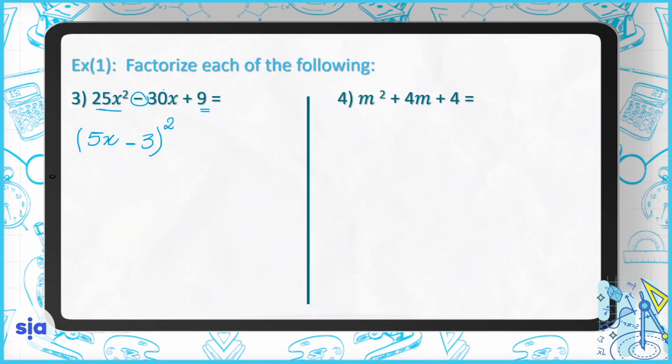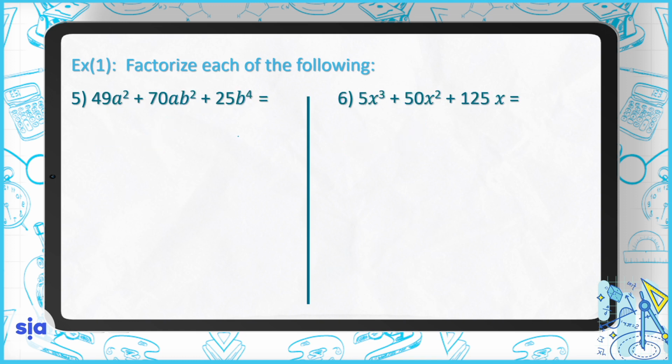For question 4, the square root of m squared is m. This sign is plus, so it becomes plus. The square root of 4 is 2, and then all to the power of 2. Question 5, same idea with different numbers. It's 7a. Plus 5b squared, and then all to the power of 2.